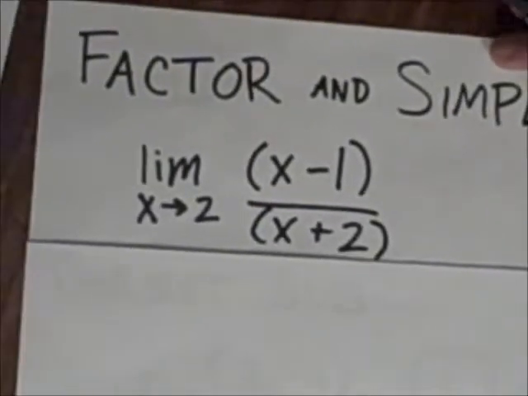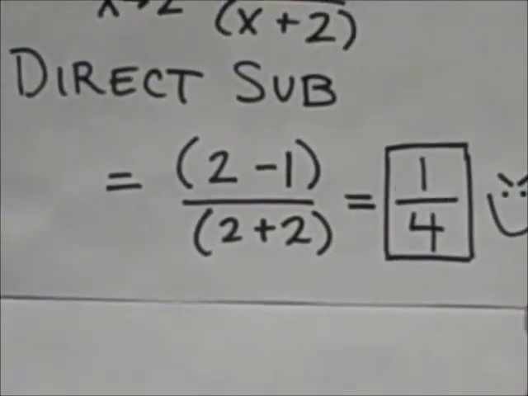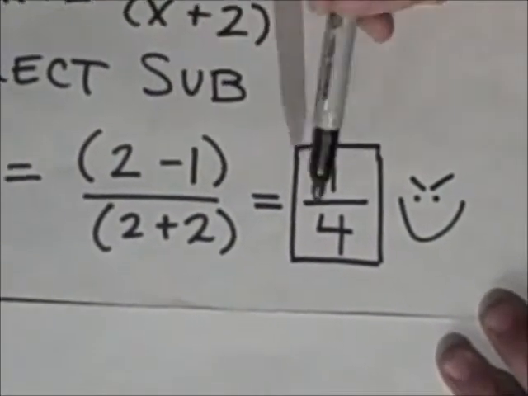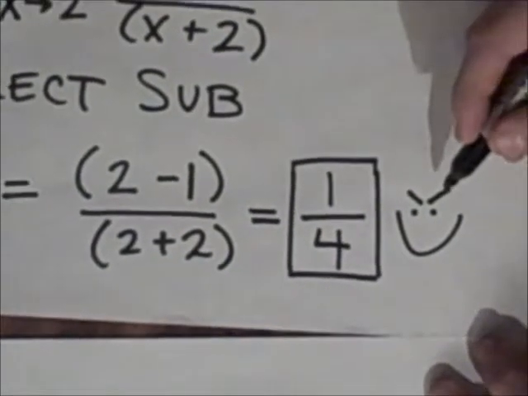At this point, we can now use direct substitution. And when we direct sub, we put in 2 for anywhere there's an x, and we get the answer of 1/4, which is a much better answer.